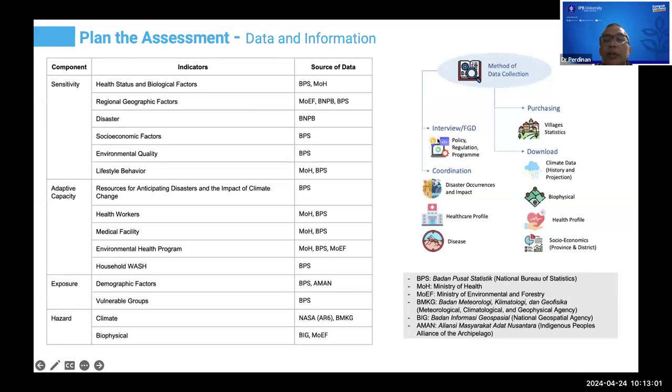And then we do some interviews and FGD to get much more nuance about what's going on in the field. Also, we want to ensure the policy, regulation, and programs from national to specific areas are consistent and relevant. We do some coordination for a number of requirements that are needed for conducting this assessment. And if you want to know who they are, these are BPS, MOH, and etc.